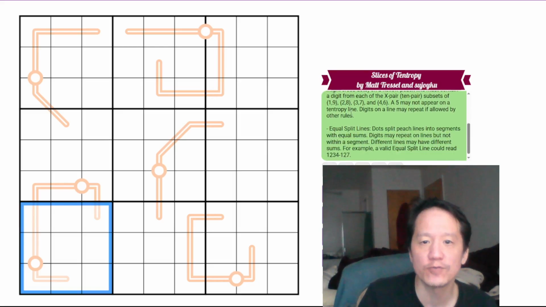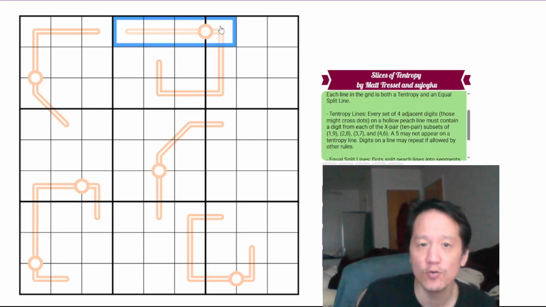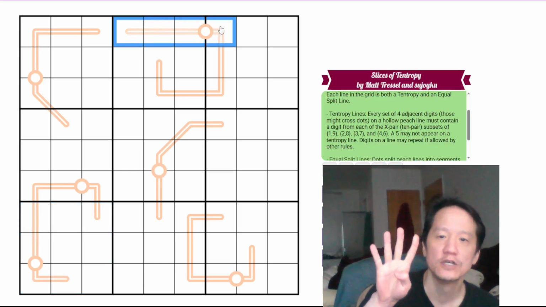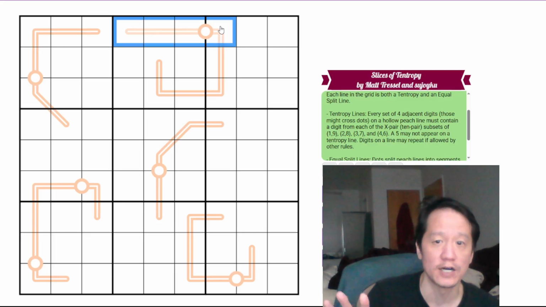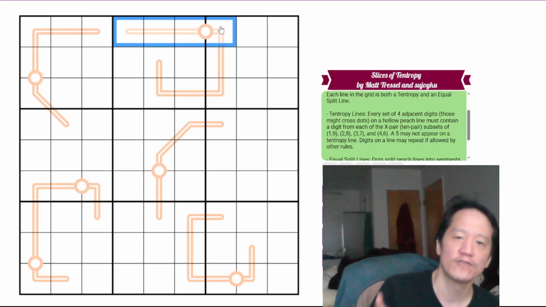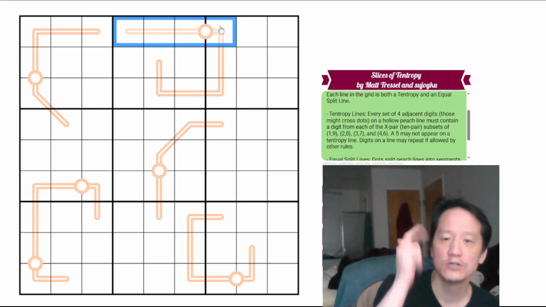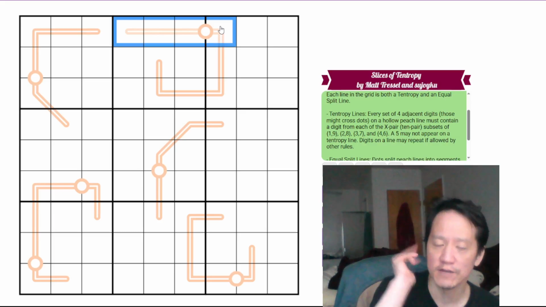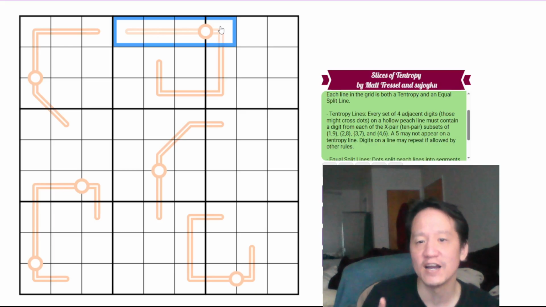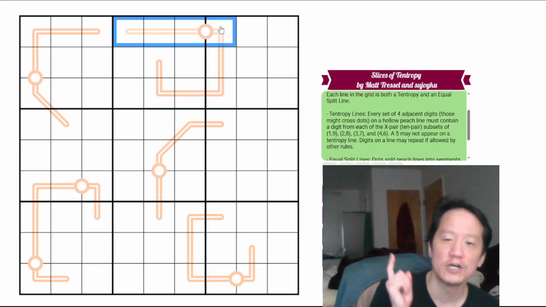So the rules for tentropy lines are: every set of 4 adjacent digits, those might cross dots, on a hollow peach line must contain a digit from each of the 10 pair subsets of 1 through 9: 1 and 9, 2 and 8, 3 and 7, and 4 and 6. A 5 may not appear on a tentropy line, and digits on a line may repeat if allowed by other rules.